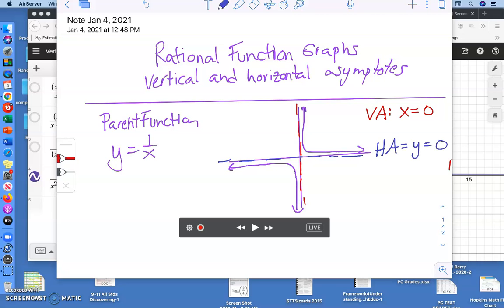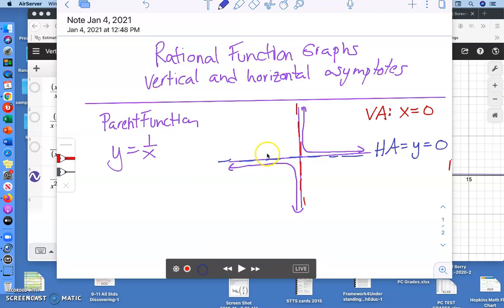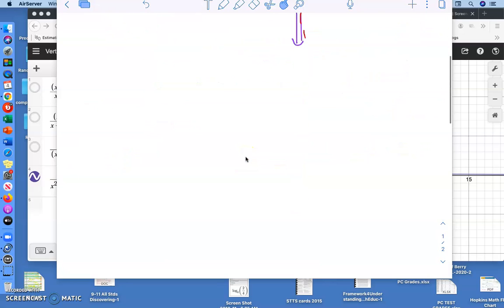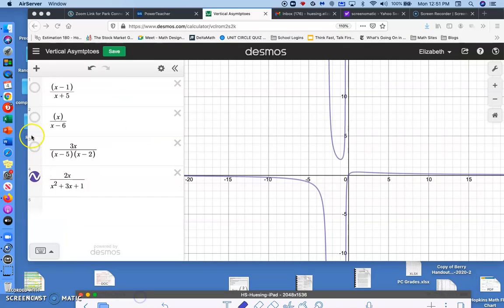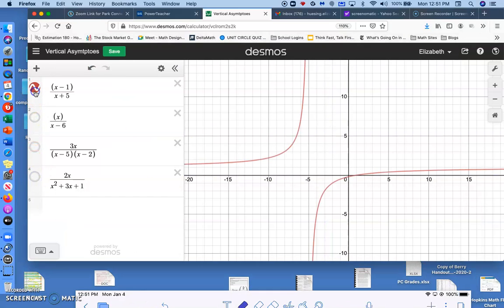But as we can see, there's all sorts of changes that happen to this. So again, the first thing we're going to do is see if we can figure out where our vertical asymptotes are. All right, so let's take a look back at our graphs here. I'm going to take a look at this first one. Where would you say that vertical line runs? So that up and down line. I'll type it in here.